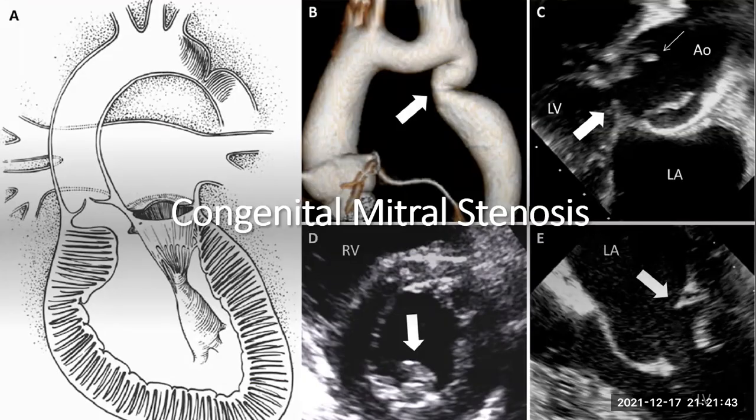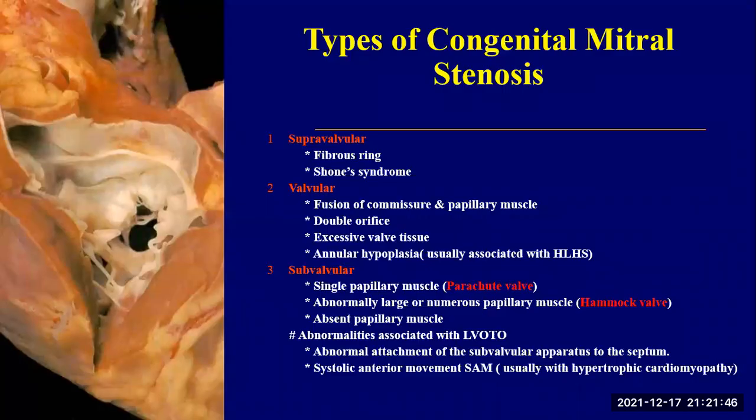For congenital mitral stenosis, we have several types. We're going to divide them into three types: the supravalvular, the valvular, and the subvalvular. The supravalvular, when we have a fibrous ring, like in Shone's syndrome. The valvular, when we have fusion of the commissures and papillary muscle, like in rheumatic mitral disease, and when we have a double orifice mitral valve, excessive valve tissue, and annular hypoplasia, which is mostly associated with hypoplastic left heart syndrome.